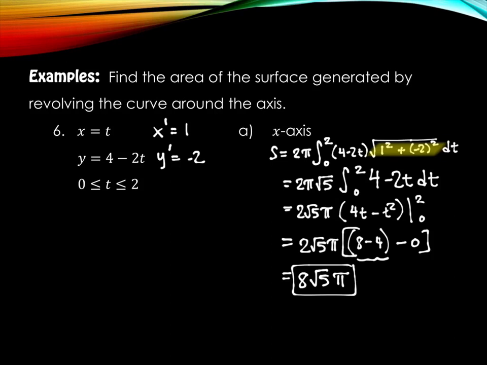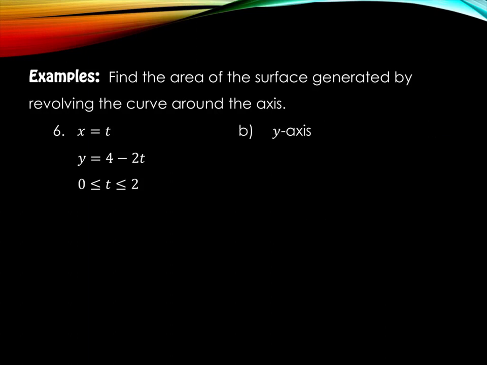Now, the other one we do is going to be only slightly different. What's going to change? The function in front. Yeah, the function in front. That's the only thing that's going to change. And in fact, it's a simpler function. So we have s equals 2 pi integral from 0 to 2. The function now is just t. And because I've already done it before, I know this is square root of 5, so I'll just put in square root of 5.